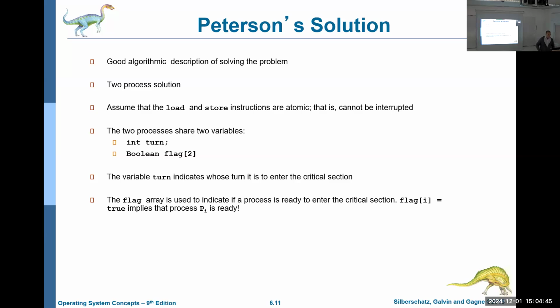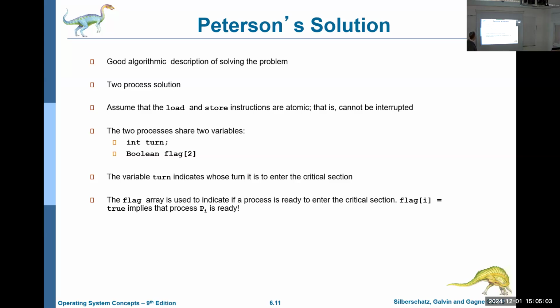Assume that load and store instructions are atomic. So first of all, we have these two instructions called load and store, which we're about to see used. And they're atomic, which means they cannot be interrupted. In other words, it's a single hardware instruction, and any single hardware instruction cannot be interrupted.